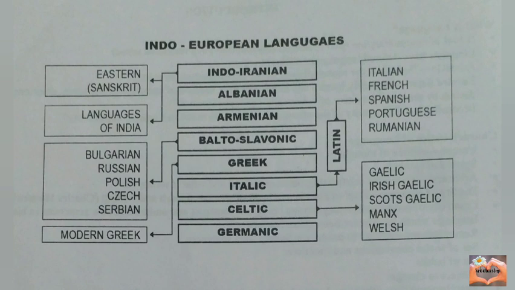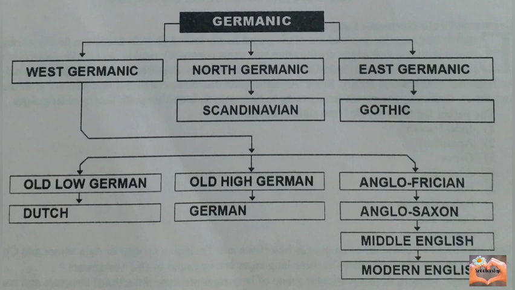And Italic. Italic again can be divided into Latin languages like Italian, French, Spanish, Portuguese, and Romanian. Then Celtic. Celtic is again divided into Gaelic, Irish Gaelic, Scots Gaelic, Manx, and Welsh. Then the biggest division comes, the Germanic languages. Germanic can be again divided into West Germanic, North Germanic, and East Germanic.